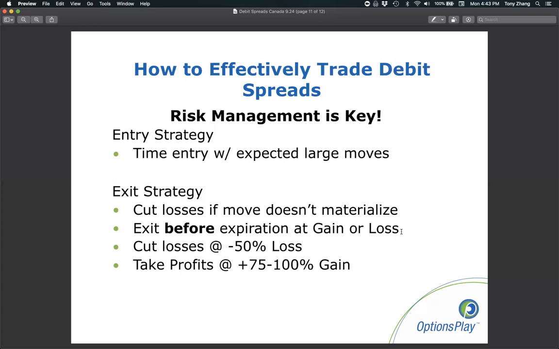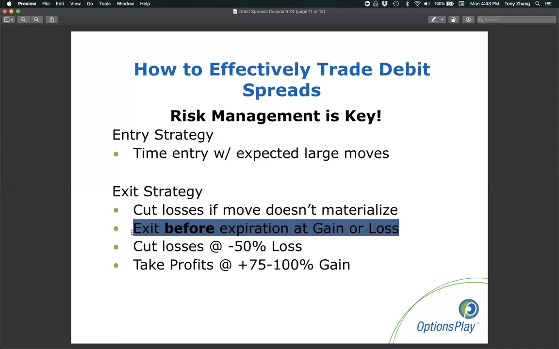The second thing about debit spreads is that almost always you want to exit the trade before expiration, either at a gain or a loss. This is typically not a strategy that you hold on to all the way till expiration. You can do so, but if you do that, you're going to notice that time decay is really going to erode a lot of the value of the option, and you're not going to see the same type of success as someone who's able to take profits and cut losses at the right time.